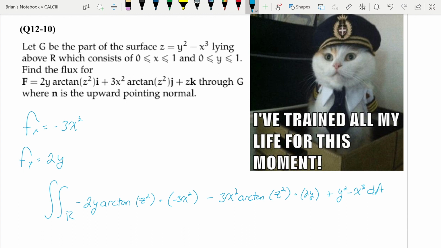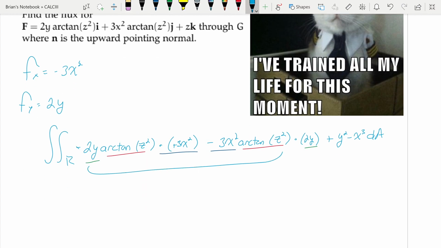Okay, so if we look at this, we've got a 2y and a 2y, and then we've got an arctan z squared, and we've got a 3x squared and a 3x squared. Their signs are different because it becomes a positive over here, doesn't it? So if it becomes a positive, one's a negative, they cancel out, which is perfect, because we get rid of that arctan and we don't have to integrate any of that garbage. So we'll have y squared minus x cubed dA. Oh, and we can definitely do that.